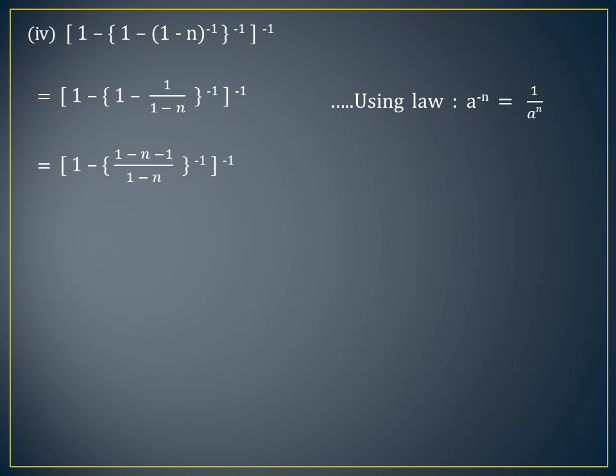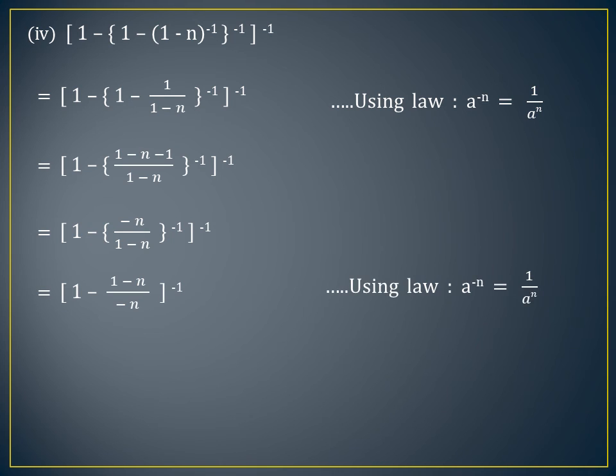So now let's take the LCM of the innermost bracket. So the LCM is 1 minus n. So we'll have (1 minus n minus 1) upon 1 minus n. So next step would be (1 minus n upon 1 minus n) raised to minus 1 and then the whole raised to minus 1. So again, to make the powers of the innermost bracket positive, we'll write it as (1 minus n upon minus n) and the whole thing raised to minus 1, which is (1 plus (1 minus n) upon n) the whole raised to minus 1.